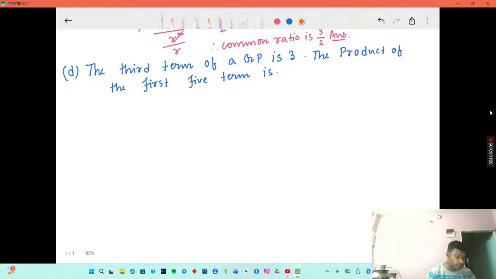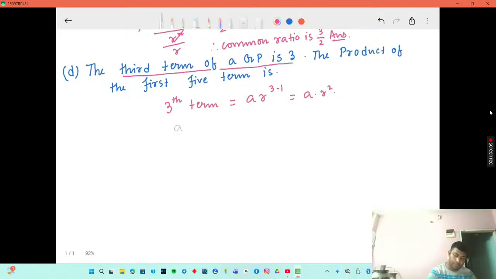So here we can see that in this question it is given the third term of a GP is 3. So the third term is equal to a into r to the power 3 minus 1, and it will be equal to a r square. Is it clear to you?